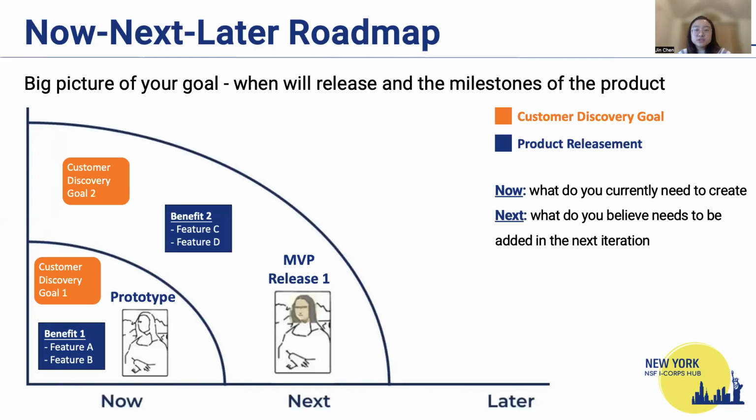And the next section includes the items that you are planning for the near future, which can be what else is needed to turn your prototype into your minimum viable product, and how that will satisfy your target customers' needs.